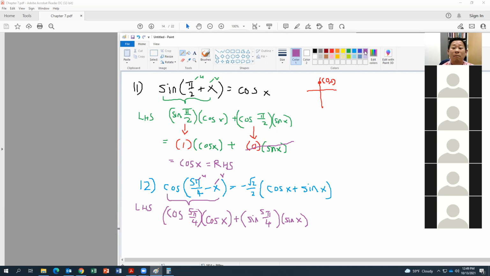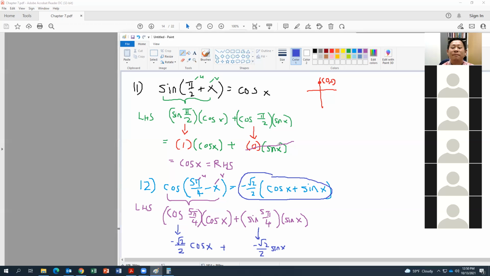And I got cos 5 pi over 4 as negative root 2/2, and then times cos x. And then plus negative root 2/2 times sine x. Very good. That's correct. And then that's as far as I got. You're close. So what do you guys do here?